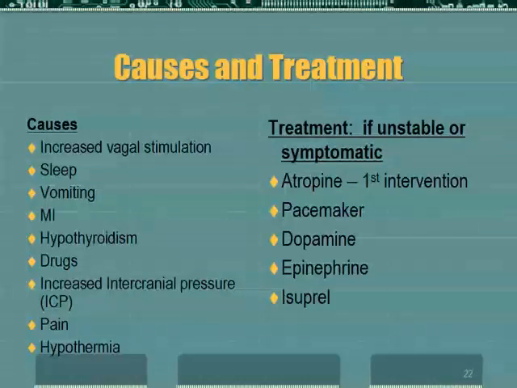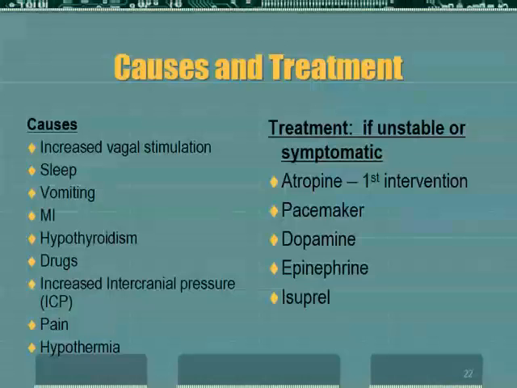Patients that are post-MI or hypothyroid sometimes will also have low heart rates, and patients taking drugs such as beta blockers, calcium channel blockers, things like that. If their drugs are at too high of a dose for them, it may cause their heart rate to go too slow. So in one of the cardiac lectures, we talked about the importance of teaching patients that are on these cardiac medications to monitor their heart rate to make sure that they're within a normal range. Patients that have increased intracranial pressure will also have low heart rates, and patients that are hypothermic or in pain.